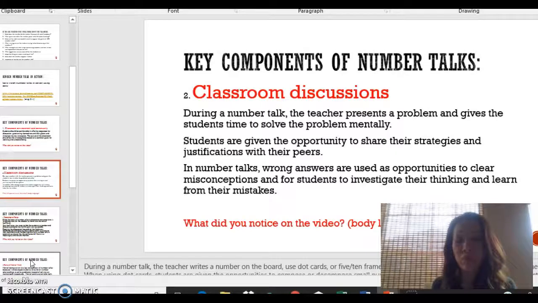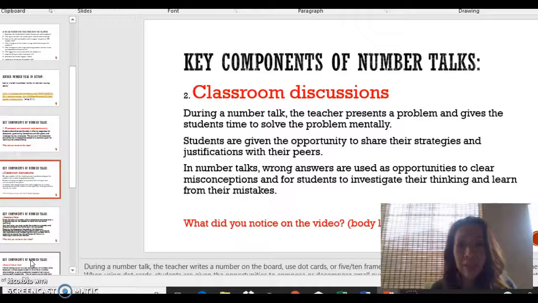So again, in this professional development, I would definitely ask the teachers, what did you notice on the video? What did you notice about the body language? As you can see, the body language of the students, they were very comfortable. They were able to put their thumbs up. They were able to stand up, come to the teacher, point out what they know, and some kids were also thinking of other strategies while other kids were sharing.